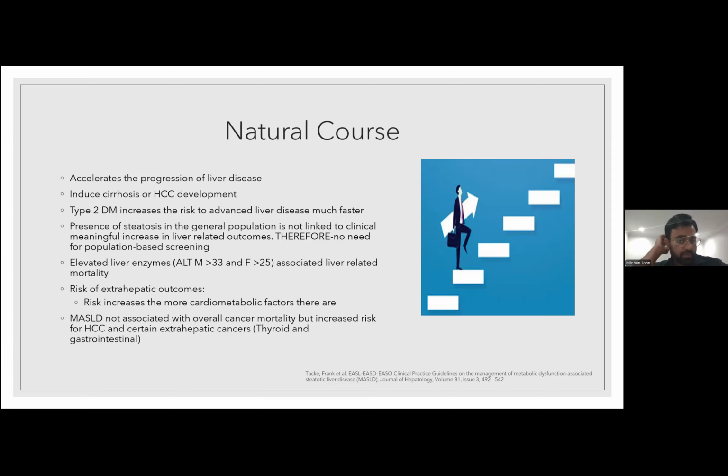So therefore, we don't do any population-based screening. The natural cause, we find that elevated liver enzymes, especially an ALT of more than 33 in men and more than 25 in women, is associated to liver-related mortality. We find that with the risk of extrahepatic outcomes, the risk increases the more cardiometabolic factors there are. MASLD really wasn't associated with the overall cancer mortality, but it did show that there was an increased risk of hepatocellular carcinoma, as well as certain extrahepatic cancers, namely thyroid as well as gastrointestinal.